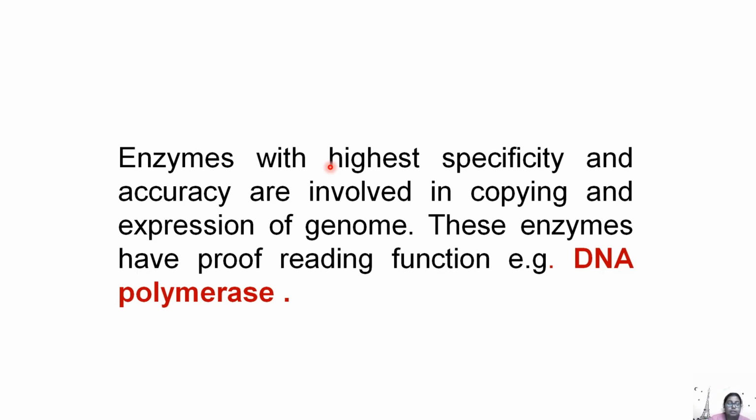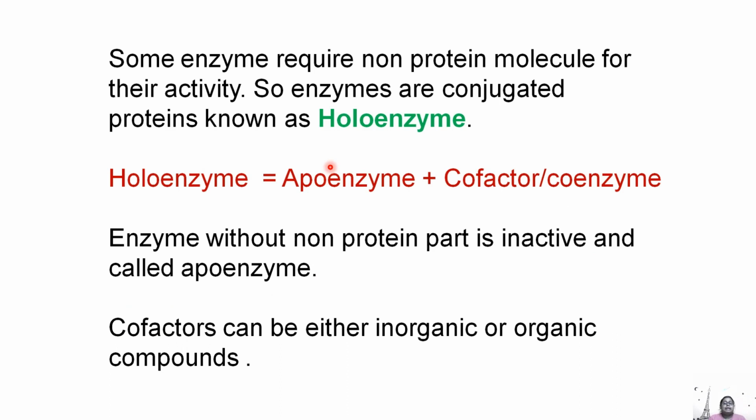So we can talk about DNA polymerase, which is an enzyme. Some enzymes require non-protein molecules for their activity. So these enzymes are conjugated proteins known as holoenzymes. So a holoenzyme will be apoenzyme plus cofactor or coenzyme. A cofactor can be ions, like Zn2+ as we discussed, and it can be coenzymes, like organic molecules as well. An enzyme without the non-protein part is inactive and is called an apoenzyme. So cofactors can be either inorganic or organic compounds.